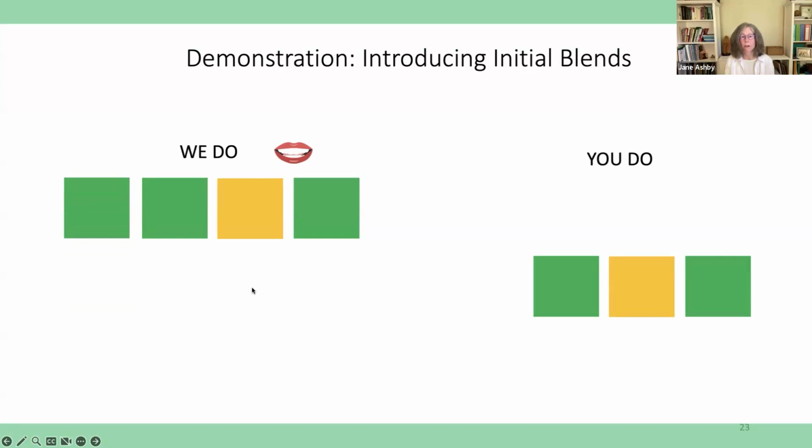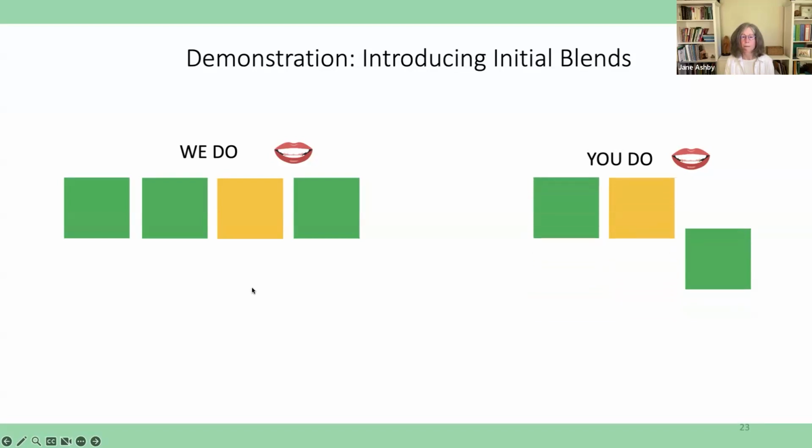Let's try another one starting with our 3 sounds. And this time I'm going to have you try it. So the word is pin. Echo. You say pin. Mark it out. That sounds good to me.